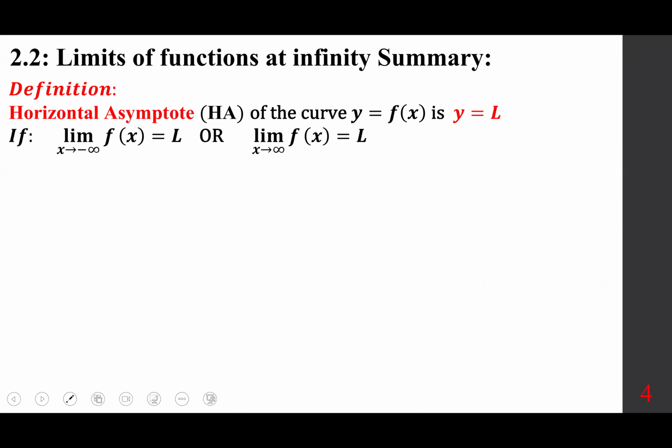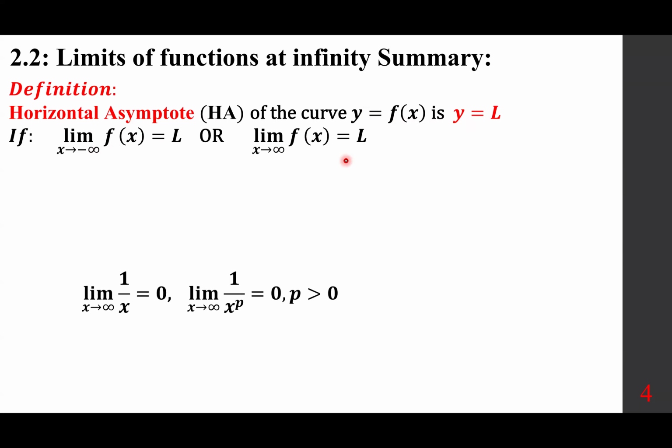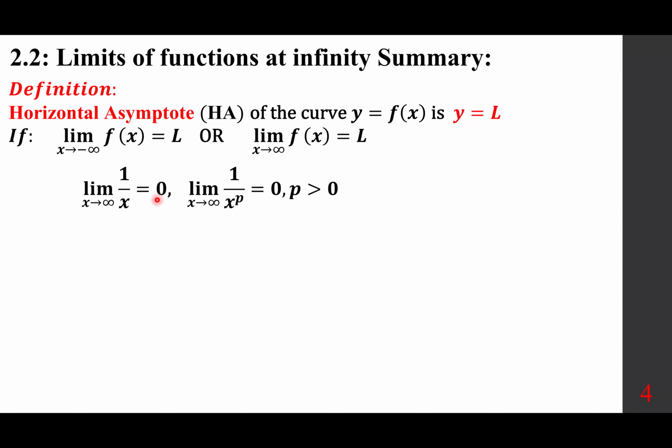And now we're going to go to Section 2.2, limits of functions at infinity. Here's the summary, the definition. A horizontal asymptote, HA for short, of the curve y equals f of x is the line y equals L if the limit of f of x as x approaches negative infinity is L, or the limit of f of x as x approaches positive infinity is L. Now, the limit of 1 over x as x approaches infinity is 0. The limit of 1 over x to the power of p as x approaches infinity is 0 if p is larger than 0, which means y equals 0 becomes the asymptote.